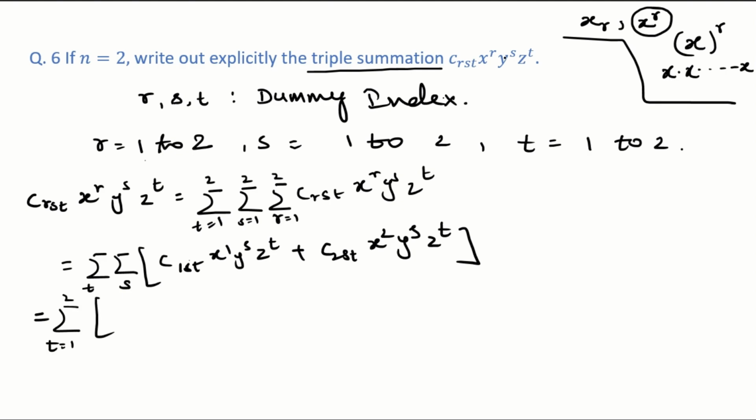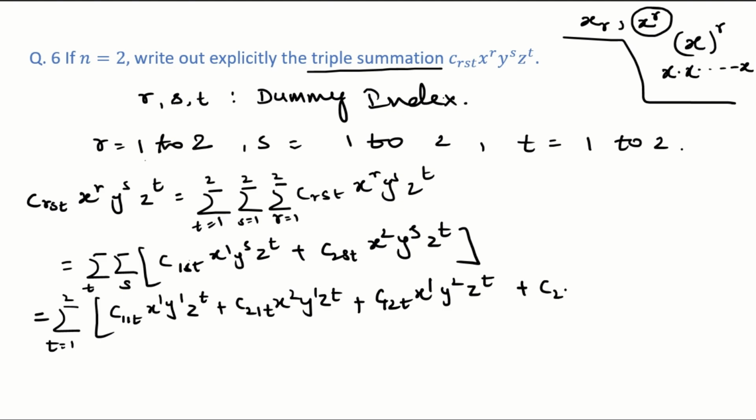So t from 1 to 2, let's substitute s as 1. So c1 1t, x1 y1 zt, then c2 1t, x2 y1 zt. Let's substitute s as 2: c1 2t, x1 y2 zt, c2 2t, x2 y2 zt. So we get 4 terms.